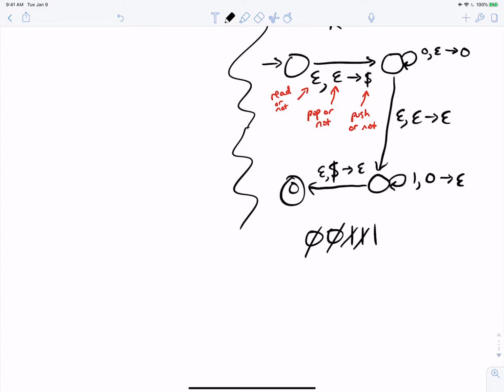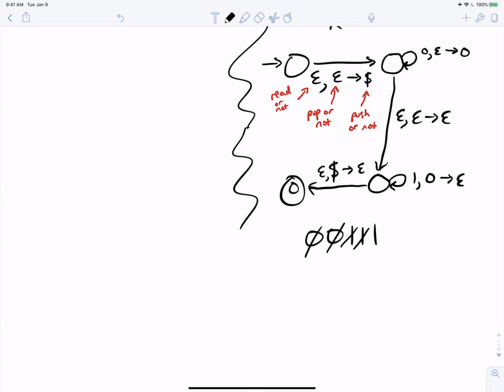Wait, so even if you have a 1 left, you will still take that transition to the final state? I mean, the only possibility of ever accepting is going to that state in the first place. So I'm just assuming we did take that transition because it's non-deterministic. If I did take it, then I'm stuck because I can't read that last character.